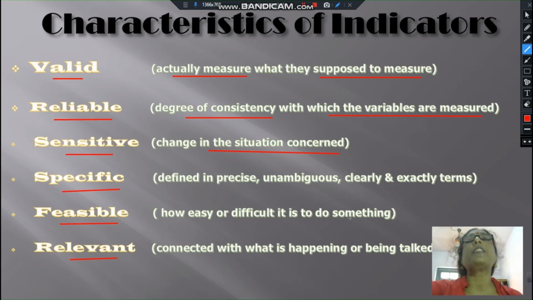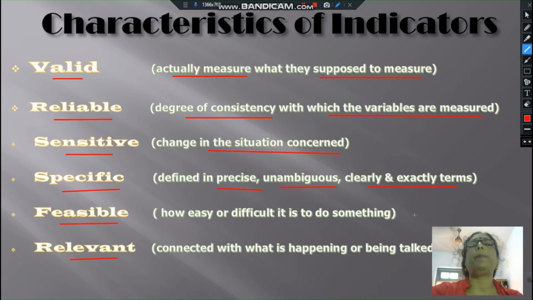Next, the specific. What is the meaning of specific? They should reflect the changes only in the situation concerned, and an indicator should define in precise, unambiguous terms what is clearly and exactly in nature or being measured. The words improved, increased, decreased do not belong to an indicator.